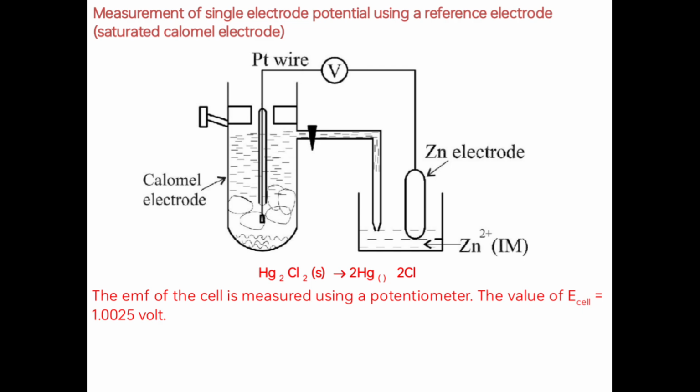There is a platinum wire. The calomel electrode is in a U-tube, and the zinc electrode is in another beaker. Zinc is converted to Zn2 plus ions. E cell is equal to E naught right side minus E naught left side. E cell equals E naught calomel electrode minus E naught zinc electrode. So E naught Zn is equal to E naught calomel electrode minus E cell.